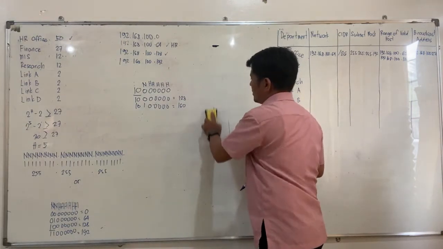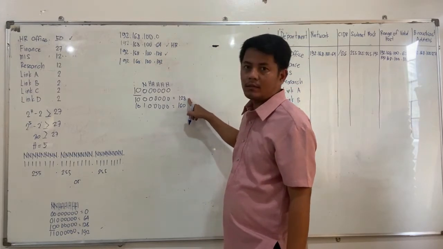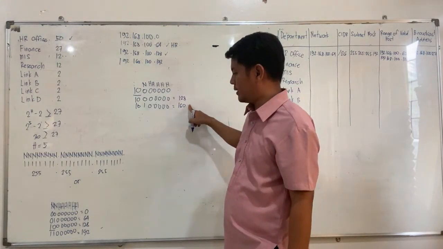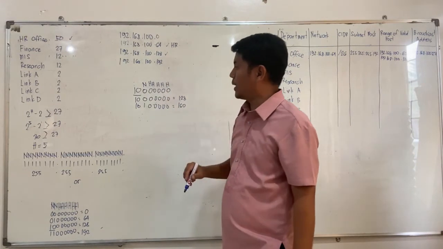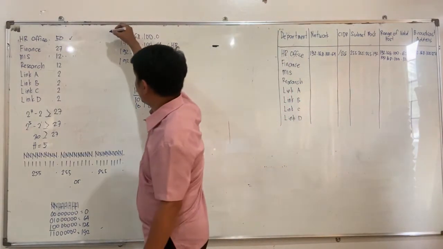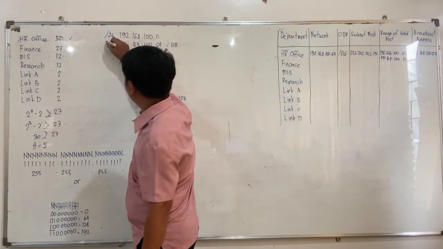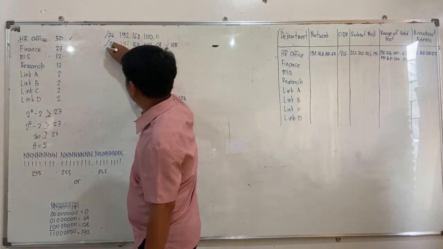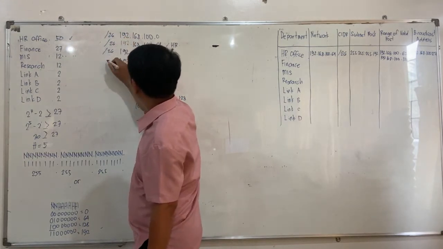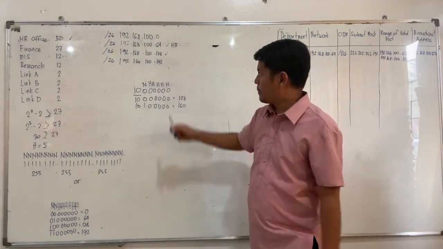Okay, so we have 2 subnets created from that 128. Okay, 2 subnets created. Remember, the CIDR notation for these addresses are all that slash 26. Slash 26.